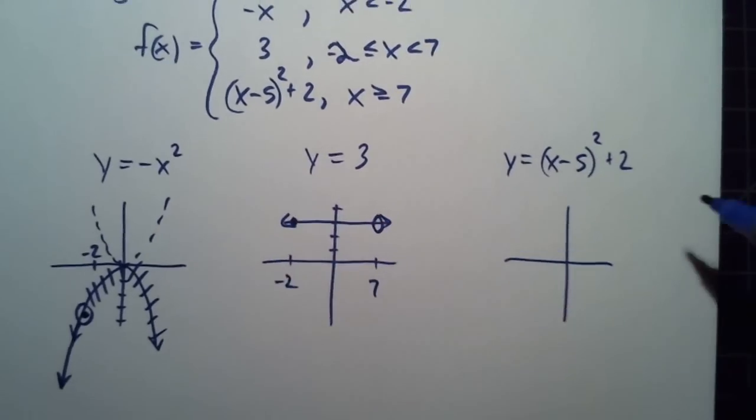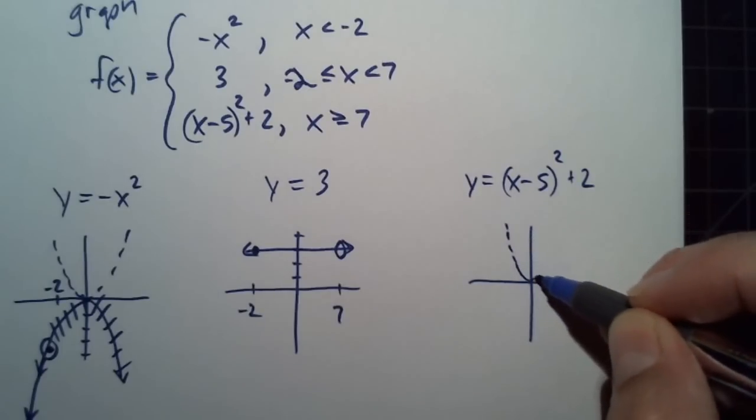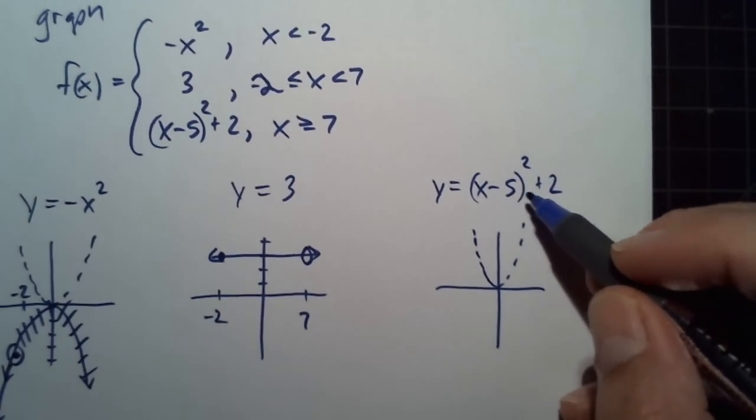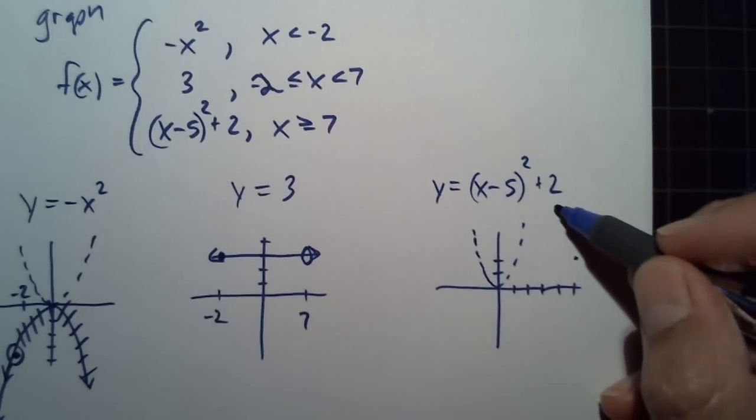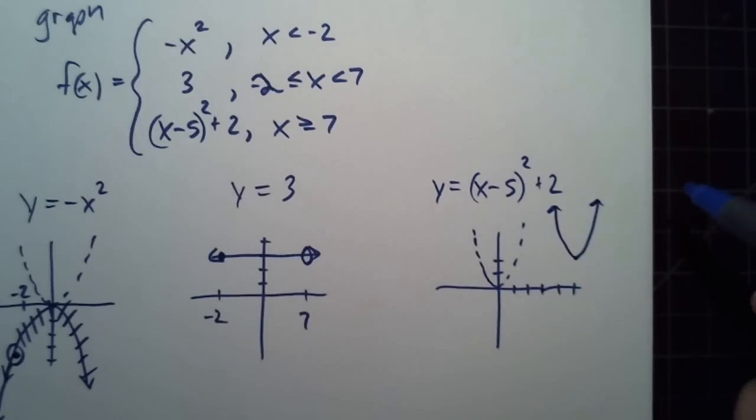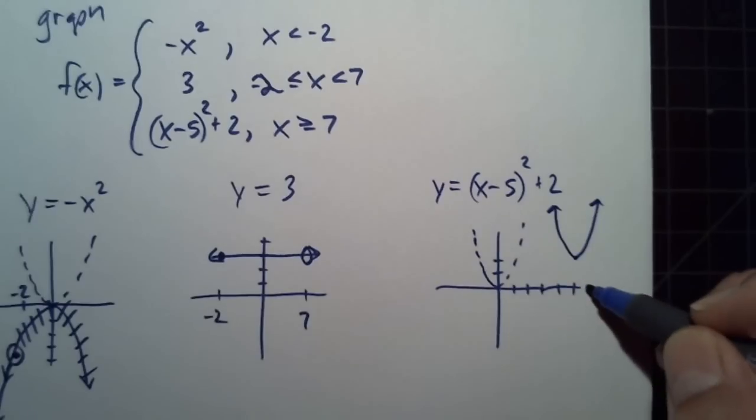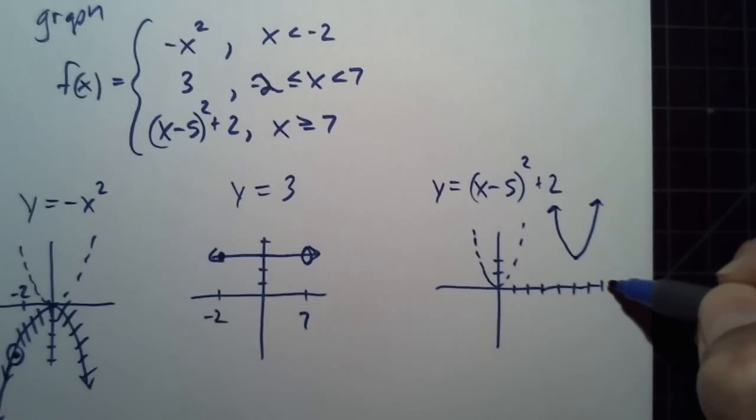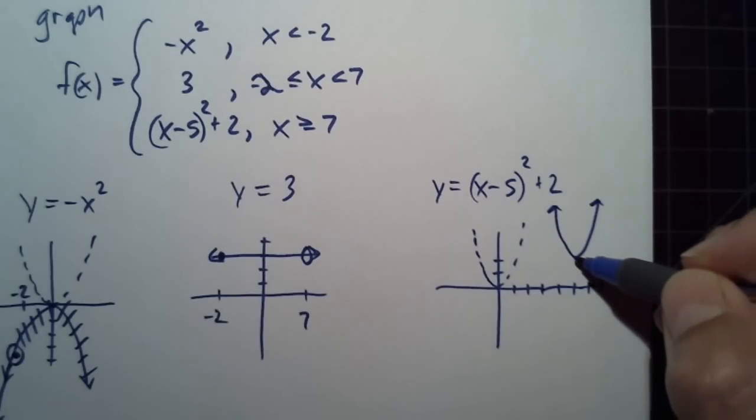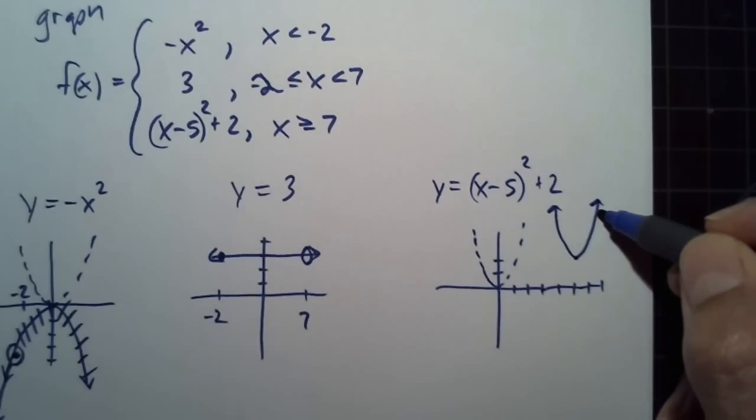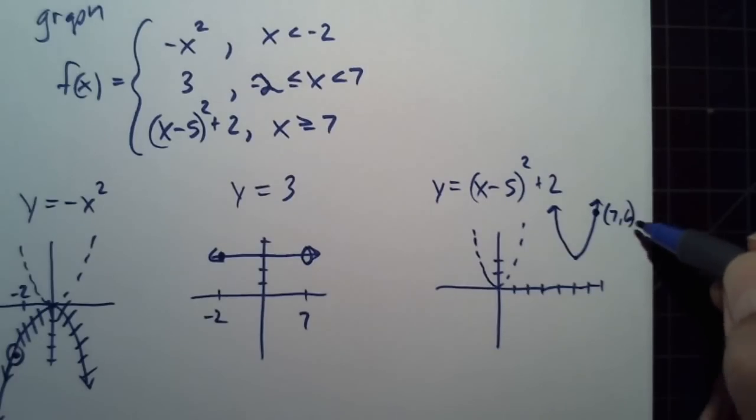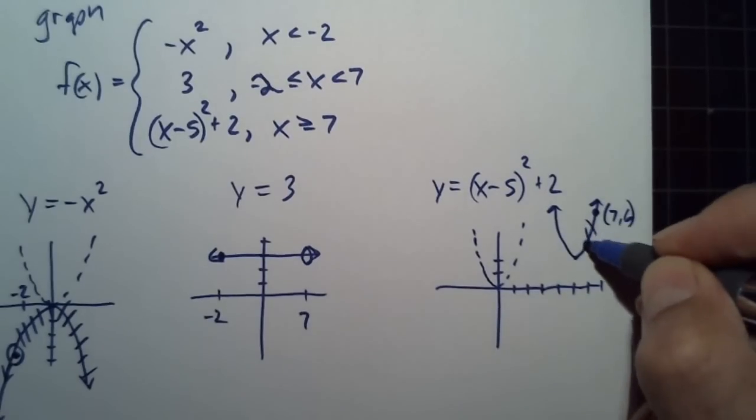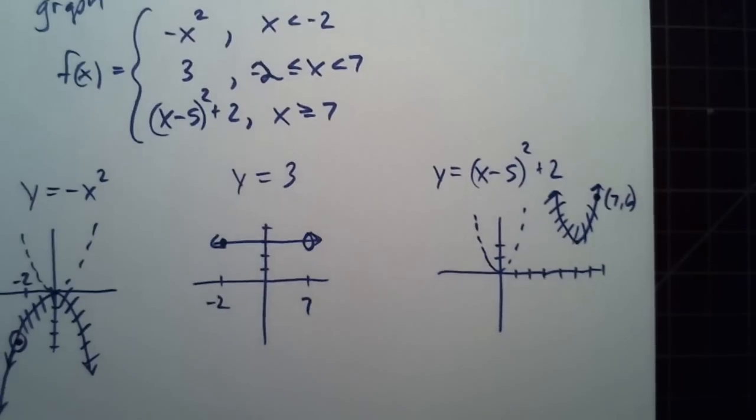Then we have this graph. We have the parent function, and this is going to go right 5 up 2. And this is to the right of 7, so 5, 6, 7. And this will be a closed circle at 7, 6. We don't want any of this. And now we can just put them on the same graph.